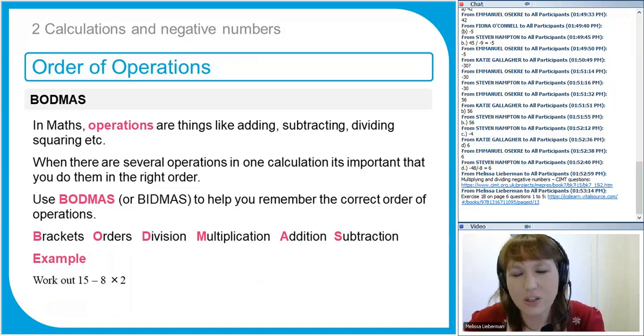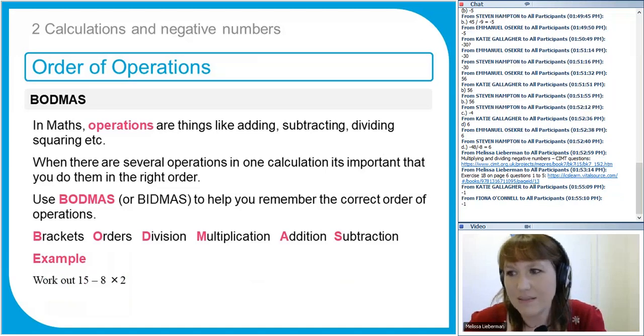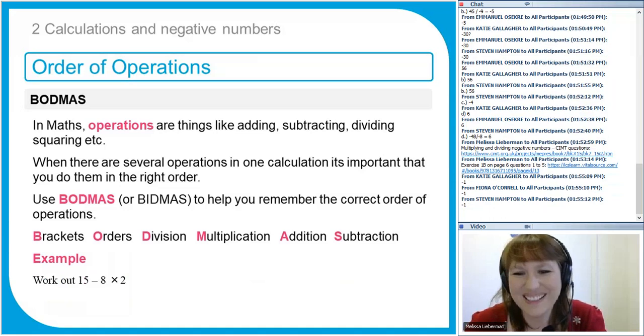So for example, if I asked you to work out 15 take away 8 times 2, what would you give me as an answer? Katie and Fiona very quick there. And I think everyone's got it right. Now, you might be tempted to say, okay, I'm going to work from left to right. 15 take away 8 is 7, and then times 2 is 14. That is not right. That's incorrect, because we need to multiply first.